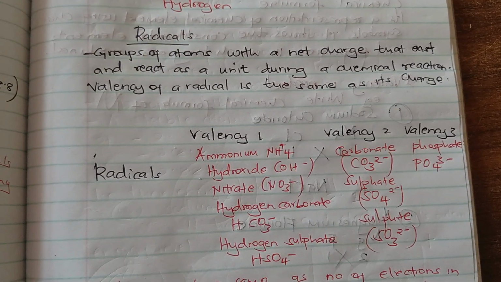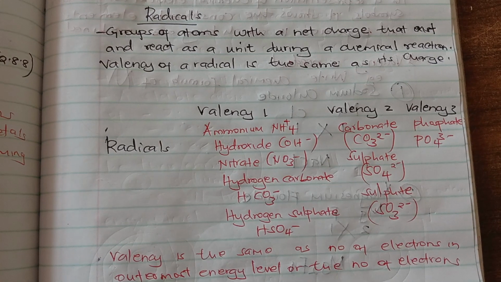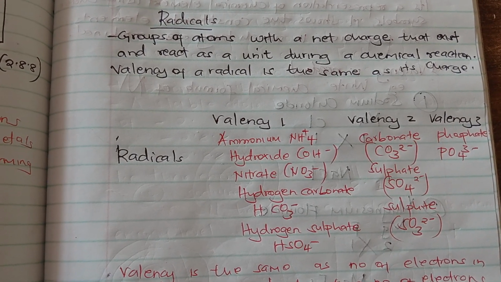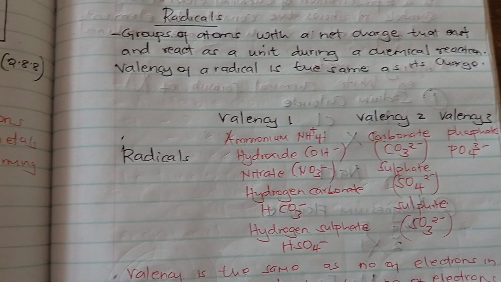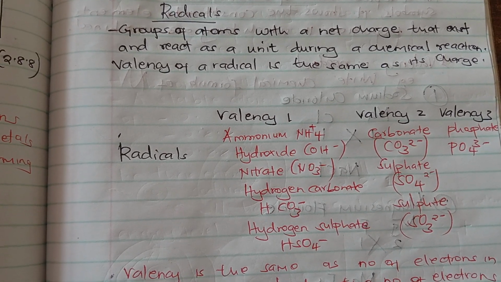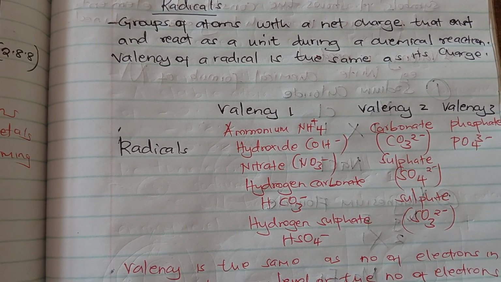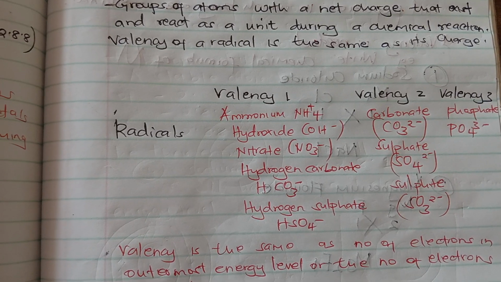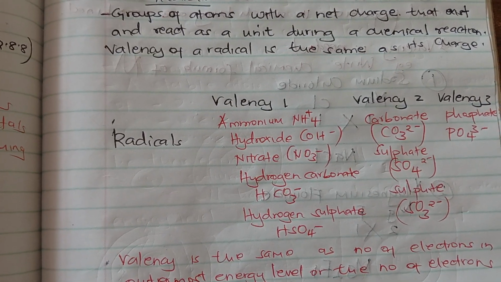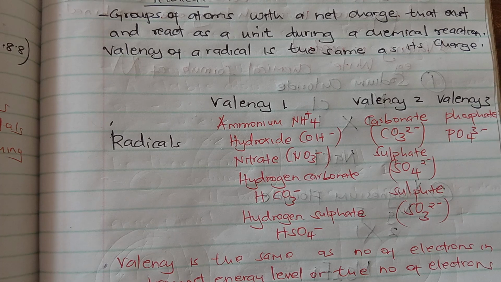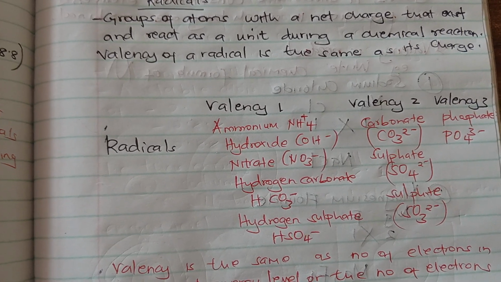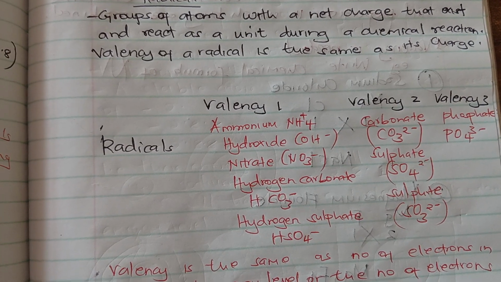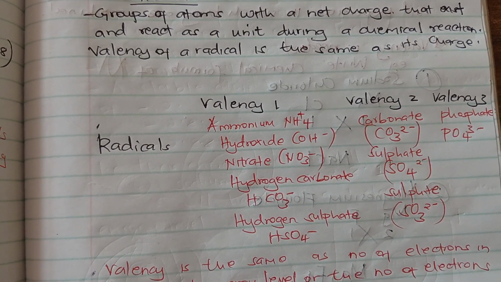Radicals. Radicals are charged atoms, so we say they are groups of atoms with a net charge that exist and react as a unit during a chemical reaction. To know the valency of the radical, it's normally the same as the charge of that radical. So valency 1, for example, ammonium, it has positive, that is valency 1. Hydroxide, OH negative, valency 1. Nitrate, NO3 negative, valency 1. Hydrogen carbonate, HCO3 negative, it's valency 1 also, and also hydrogen sulfate.